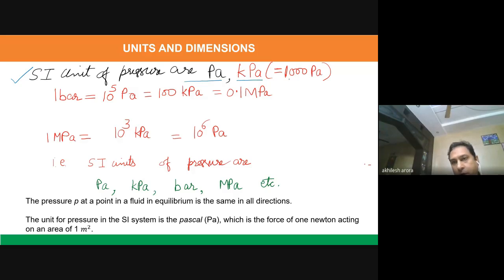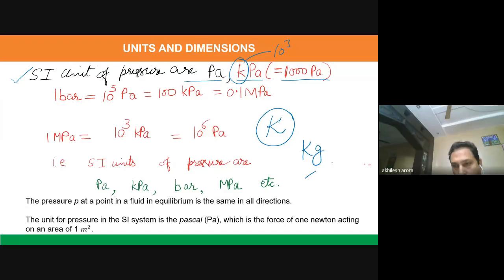Kilopascal is 1,000 pascals because kilo means 10 raised to power 3. You should always notice that this k is a lowercase letter. So k means 10 raised to power 3. If it is a capital K, it is the unit of temperature, Kelvin actually. So you should never use a capital K when writing kilo. If you write Kg, it is actually Kelvin gram, not kilogram. So always mind it, kilogram is small k into g, kg, the unit of mass.